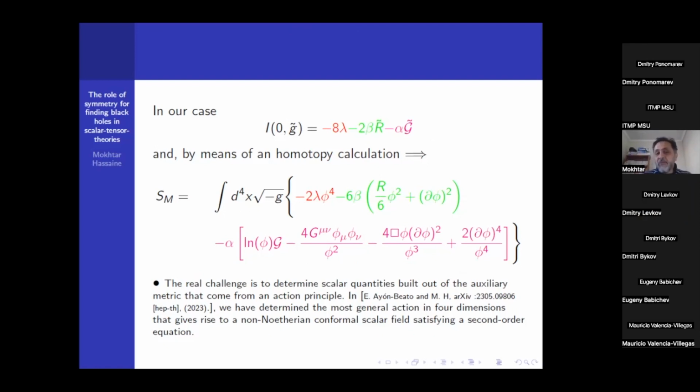What I'm doing is the inverse part. I'm starting from the equation and then constructing the action. This is the action that is conformally invariant, because this is conformally invariant, and this is conformally invariant, and then I'm constructing the action that gives me this as a consequence of the variation with respect to the scalar field.